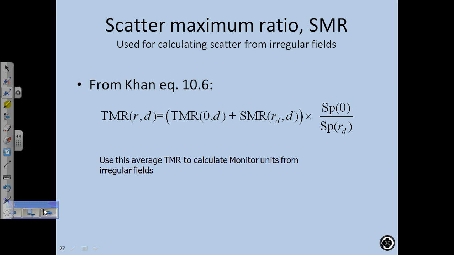Okay, then scatter maximum ratio. This is an analogous factor to the SAR. But now we're using TMR tables. And this is actually more commonly used than the SAR because people don't use TARs as much. So this is very similar to what we looked at with TAR. The TMR, and can someone tell me why you would want to use this? What's the application of the SMR? I did a little example at the end of the last lecture.